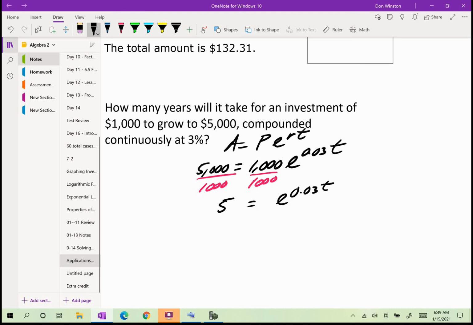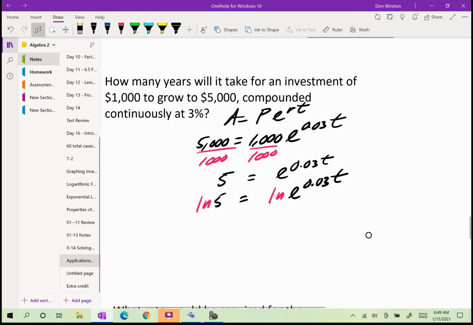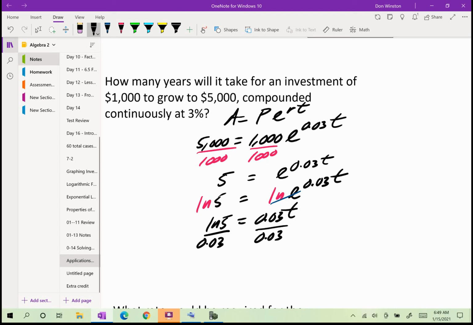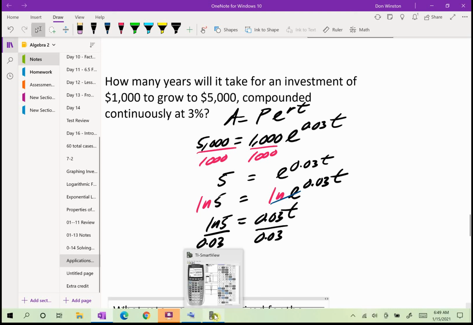0.03t. I want to get rid of base e, so we have to take the natural log of both sides. The natural log of 5 equals the natural log of e raised to 0.03t. So that will cancel out, and we'll just have the natural log of 5 equals 0.03t. We'll divide by 0.03. And then that will give us approximately the number of years that it will take that investment of 1,000 to grow to 5,000 at 3% compounded continuously.